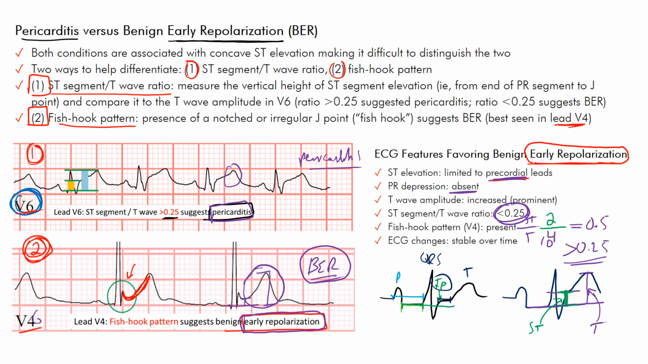The fishhook pattern, if it's present, often we see it in V4, okay, that's the best lead to look for it. That would suggest early repolarization. And then EKG changes that remain stable over time. Remember, we talked just previously that in pericarditis there were different stages over weeks. So these here in early repolarization are stable. That's a few things to note.